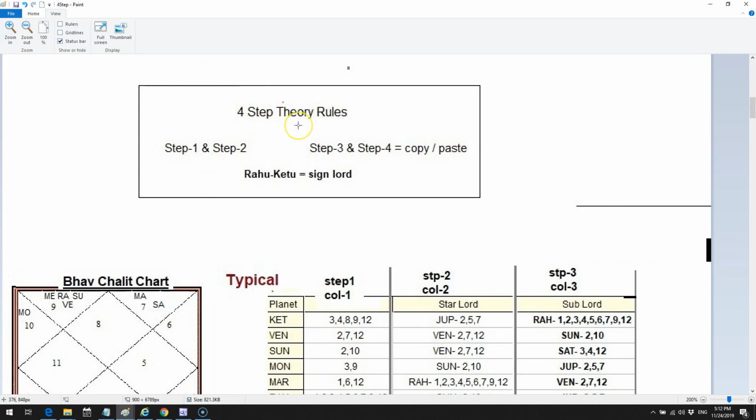Also, these days the four step theory rules have a lot of different flavors, because many veteran KP astrologers were attracted to this theory and started working on it. They developed their own flavors of the four step theory rules with a little bit of variation, but we are going to stick with the very basic one. In the basic one, for Rahu and Ketu, only the sign lord is used to find out what kind of houses are being signified by Rahu and Ketu.